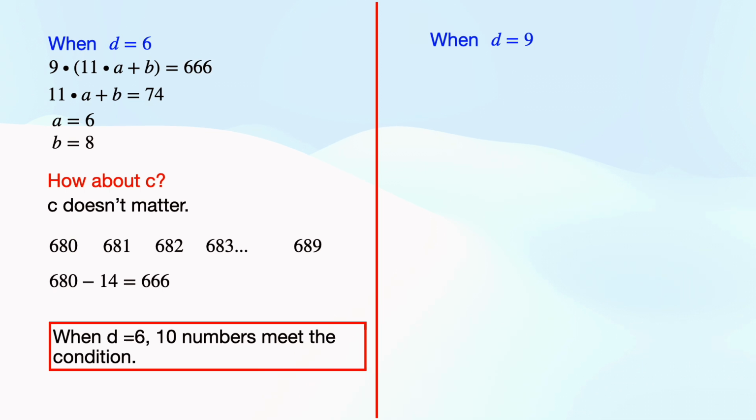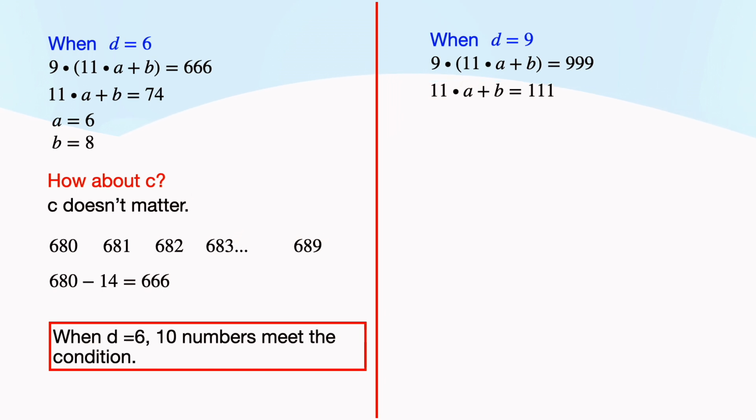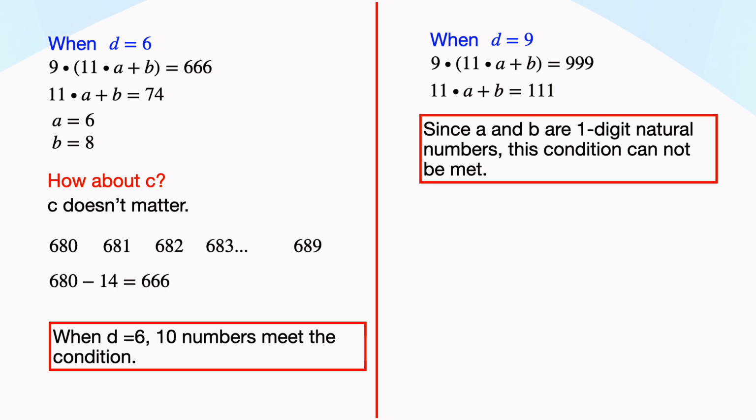Now, let's look at d equal to 9. When d is equal to 9, we can write 9 times (11a plus b) is equal to 999. That means 11a plus b is equal to 111. To hold this equation true, a has to be 10 and b has to be 1. But a and b are one-digit natural numbers, so there are no a and b that can meet this condition.